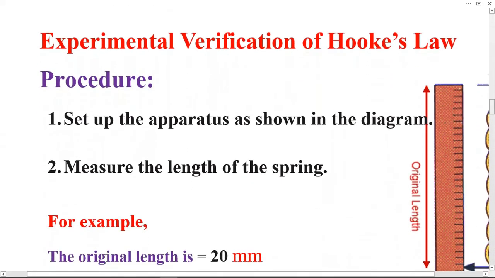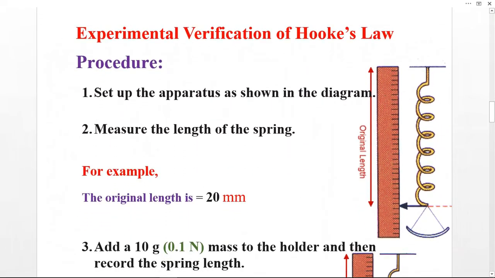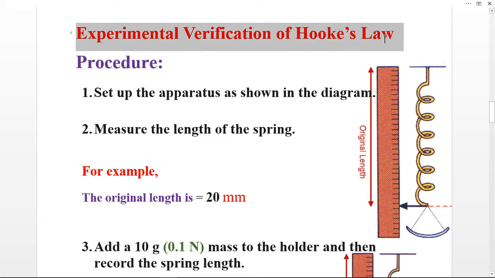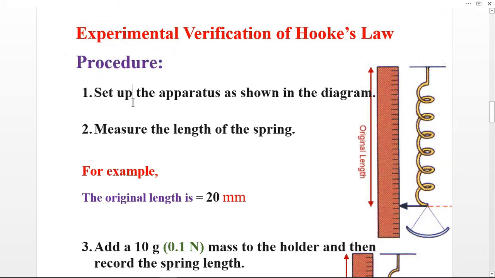Now if you want to prove this experimentally, that I want to see how the spring extends if I add some weight or mass on it, you have to do the experiment, which is also known as the experimental verification of Hooke's law. For that you have to follow a procedure with some steps. What's the first step? You will take a spring and a ruler, and find the original length.